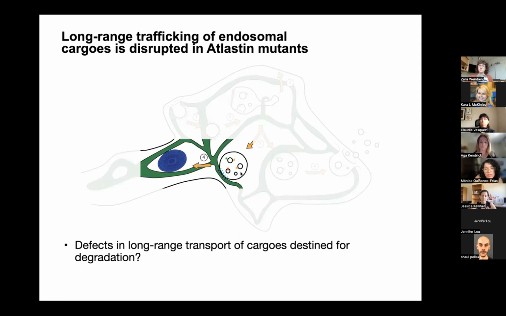And in neurons, degradation is known to mostly occur in cell bodies. And so what I think is happening in the mutant is that this transport might be disrupted, which leads to a buildup of endosomal cargoes that should be degraded.